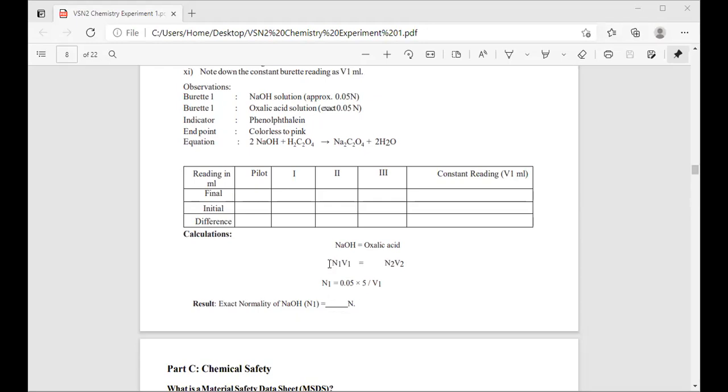Again, I'll explain. N1 you have to calculate. V1 is your burette reading, 5.6. N2 you have prepared, so you know the concentration, 0.05. V2 is the 5 ml oxalic acid you have taken per titration. So 0.05 into 5 divided by V1, where V1 is your burette reading, 5.6 here. So are you sure you are getting 0.04? Yes, ma'am.